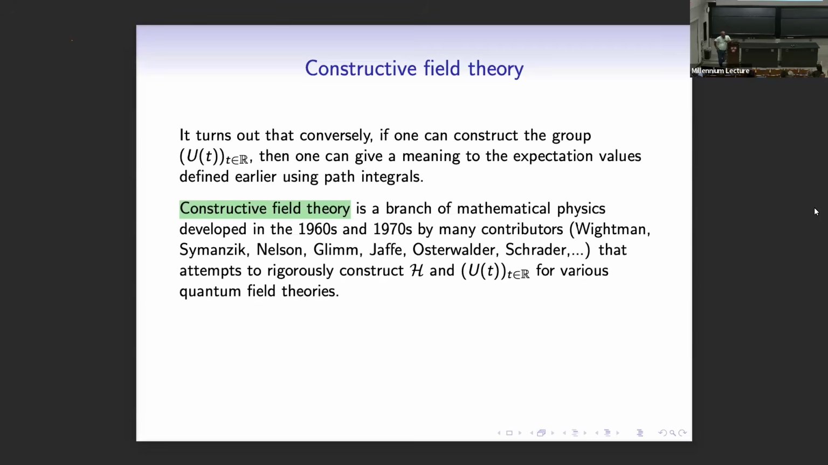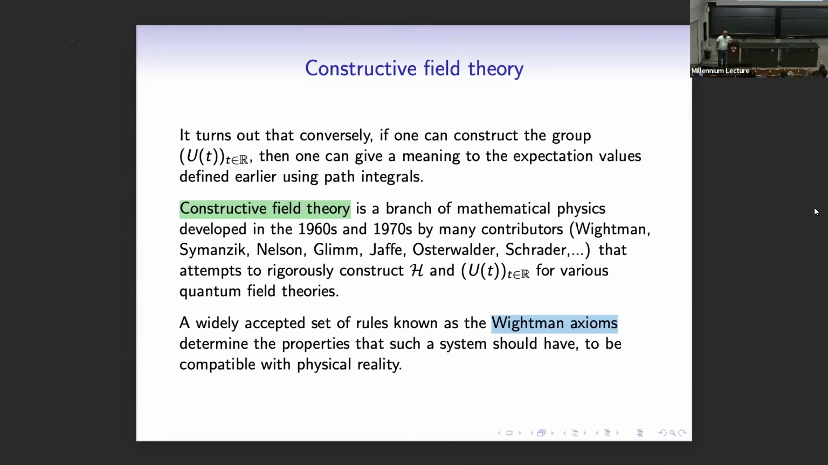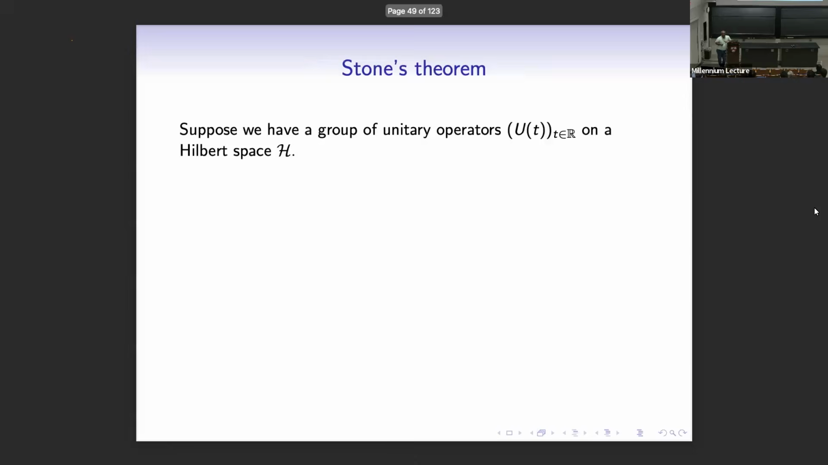So to solve the Yang-Mills problem, you have to construct essentially an appropriate Hilbert space and an appropriate group of unitary operators, which correspond to the path integrals that I displayed earlier. Okay, and then how do you know that you have constructed a good theory? There is a widely accepted set of rules known as the Wightman axioms that describes the properties that the system should have to be compatible with physical reality, compatible with special relativity. So there are some properties that it should have.